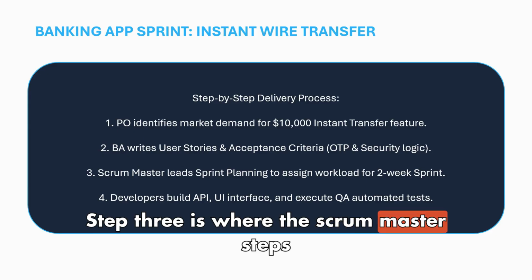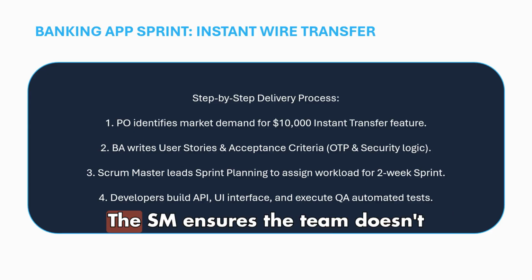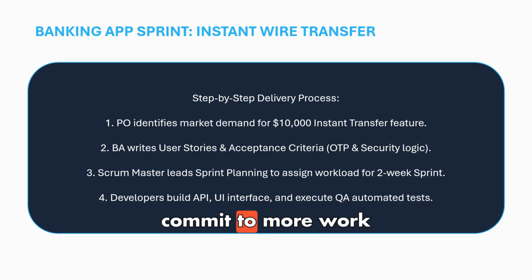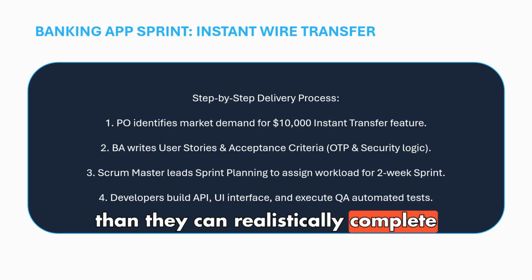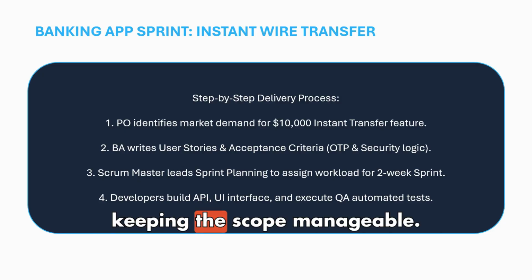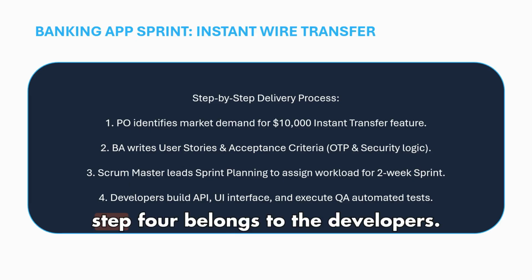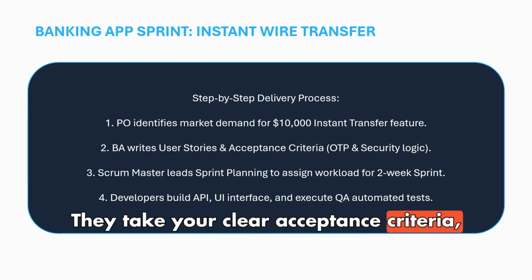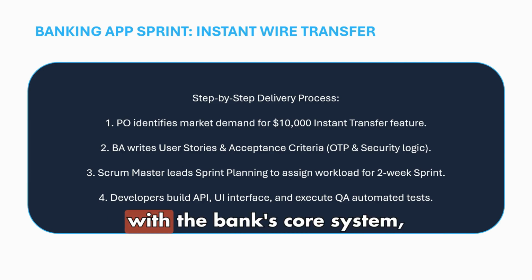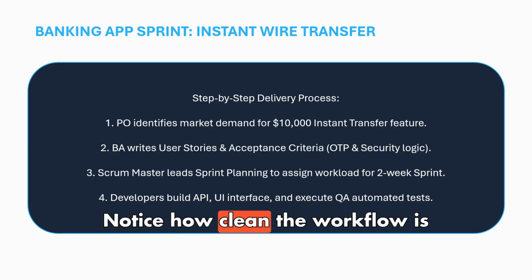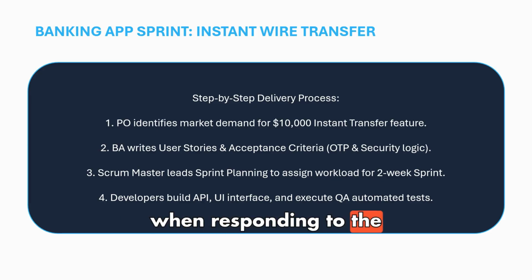Step 3 is where the Scrum Master steps in during the sprint planning meeting. The Scrum Master ensures the team doesn't commit to more work than they can realistically complete over the next 14 days, keeping the scope manageable. Finally, Step 4 belongs to the developers. They take your clear acceptance criteria, build the API integration with the bank's core system, design the user interface, and run automated testing. Notice how clean the workflow is when responsibilities are clear.